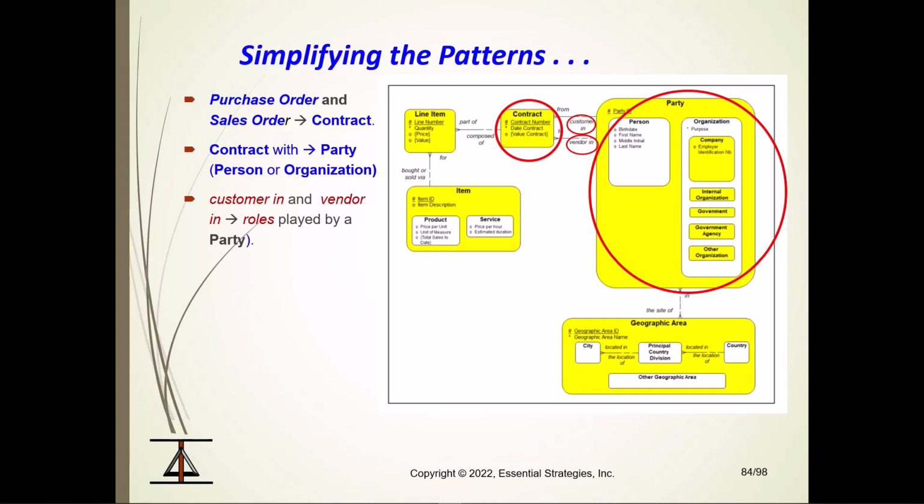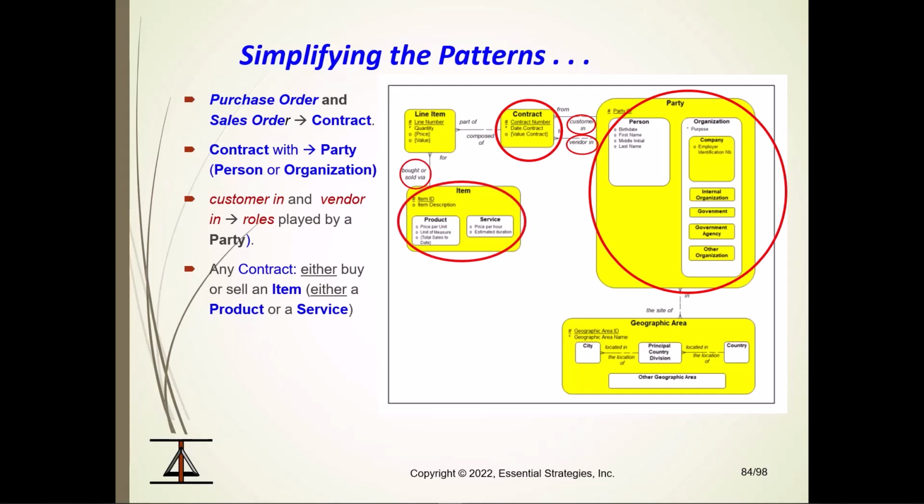Note also that in this model a contract may be with one or more items, where an item is an abstraction, which is to say either a product or a service. Note that this is just the first draft of an essential model. There are still some issues to be resolved.